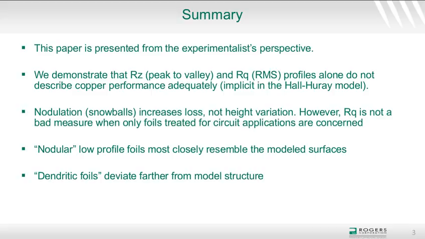So what we're going to demonstrate is that the RZ, the peak to valley, and RQ, which are RMS, copper profiles alone do not describe copper performance adequately, which is something that's implicit in the Hall-Huray model. The nodulation or snowballs in the copper foil treatment are what increase loss, not height variation. However, RQ is not a bad measure if only foils treated for circuit applications are concerned. We'll discover that nodular low-profile foils most closely resemble the modeled surfaces, and that dendritic foils deviate farther from the model structure.